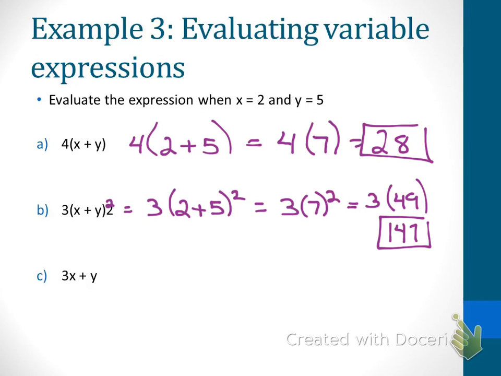Last but not least, 3x plus y. So I have 3 times 2 plus 5. Multiply first. 6 plus 5 gives me 11. All right, so again, just more practice, more order of operations. The more we practice these, the better we'll get. If you understand that, that's everything you need to know for 1.3.